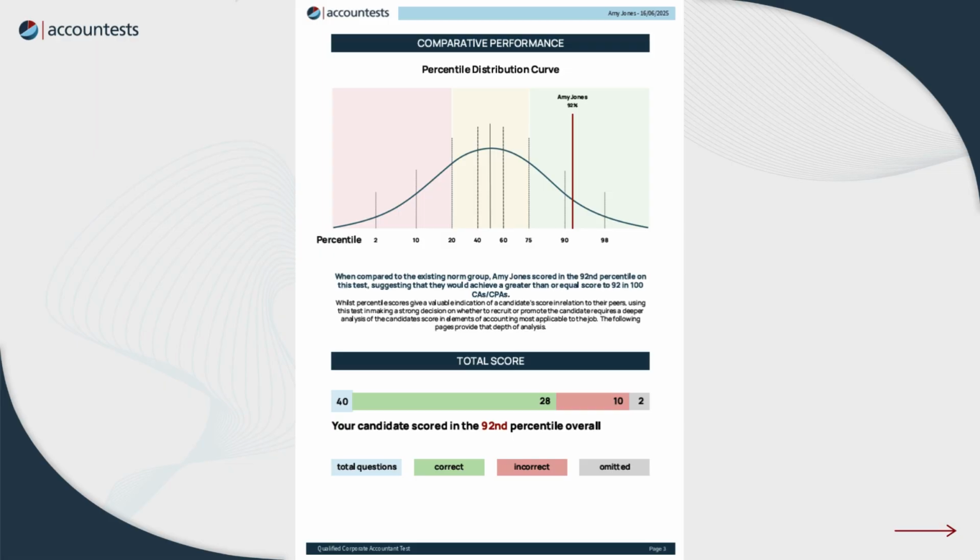The top of the bell curve is the 50th percentile, so at that level half their peers have a better technical ability than the candidate and half have less. At the 75th percentile, the candidate is better than 75% of their peers or of the norm group, and so on.